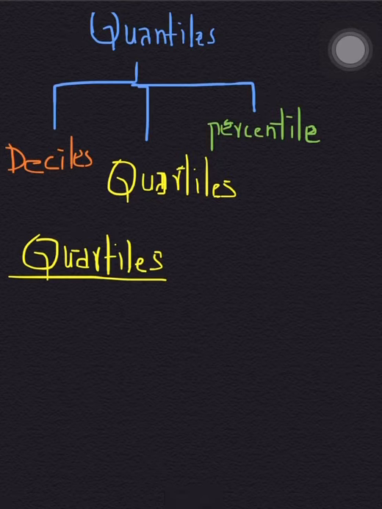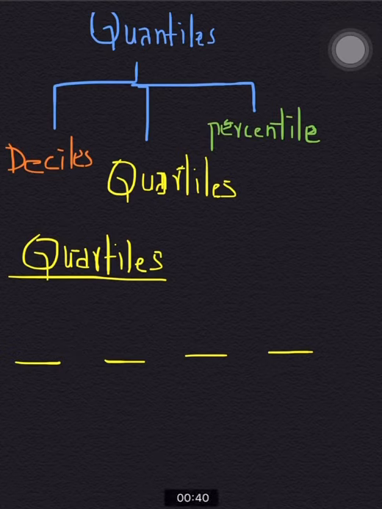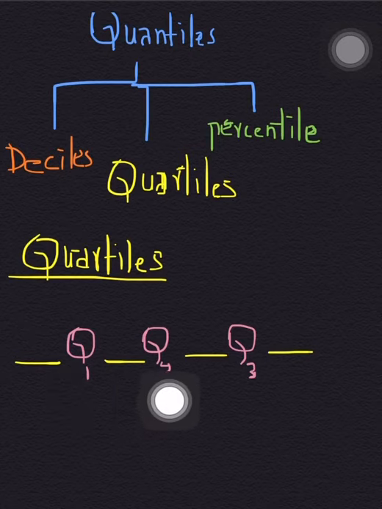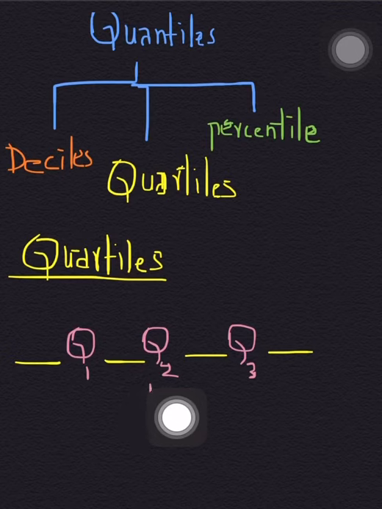Just like that, I am explaining it here. So this is the whole set of data and I am dividing this data into four equal parts. So these are the three values, Q1, Q2 and Q3, which divide this set of data into 1, 2, 3 and 4 equal parts. So these three values are known as the quartiles.